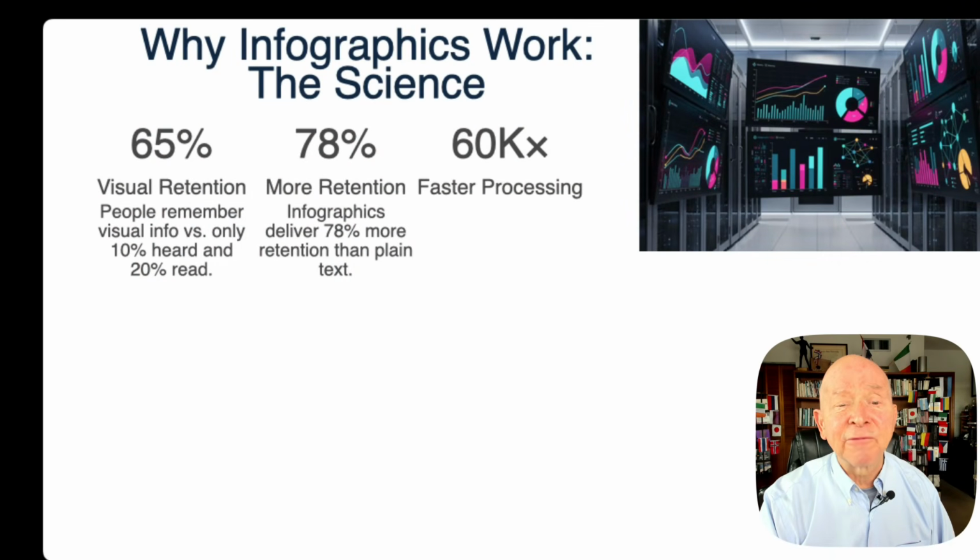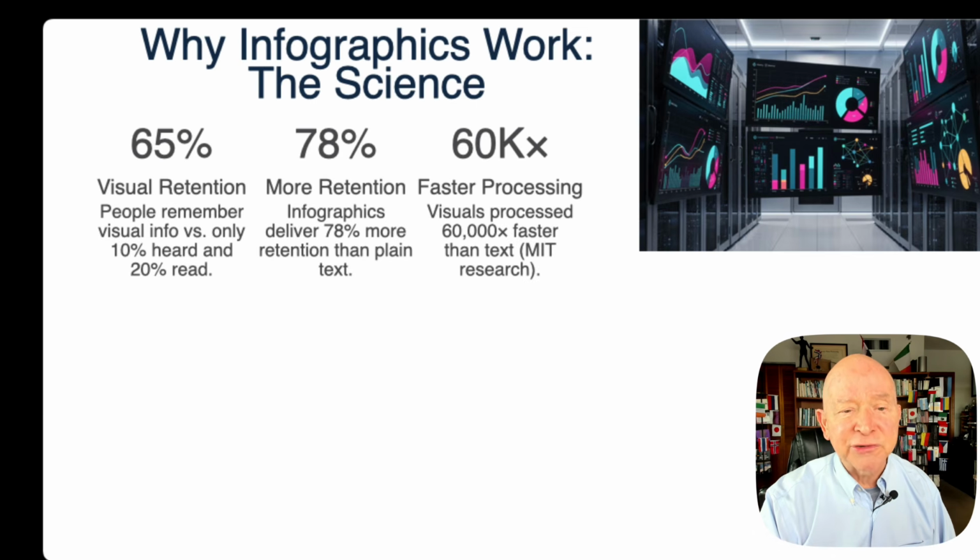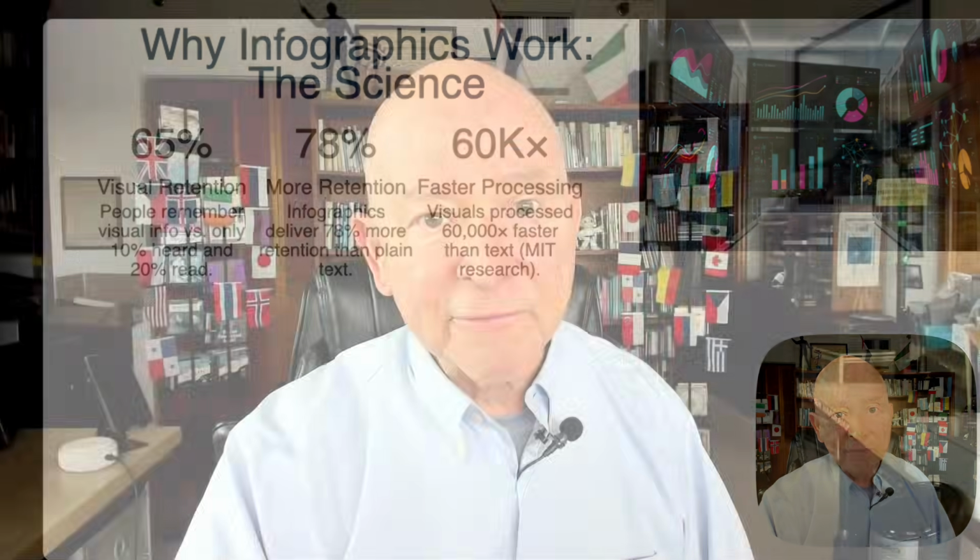68K times. It's going for faster processing. That's right. It is amazing. 60,000 times faster. I know this sounds funny, but this is an MIT research project. The visuals process 60,000 times faster than text. Using an infographic is something you want to look into.